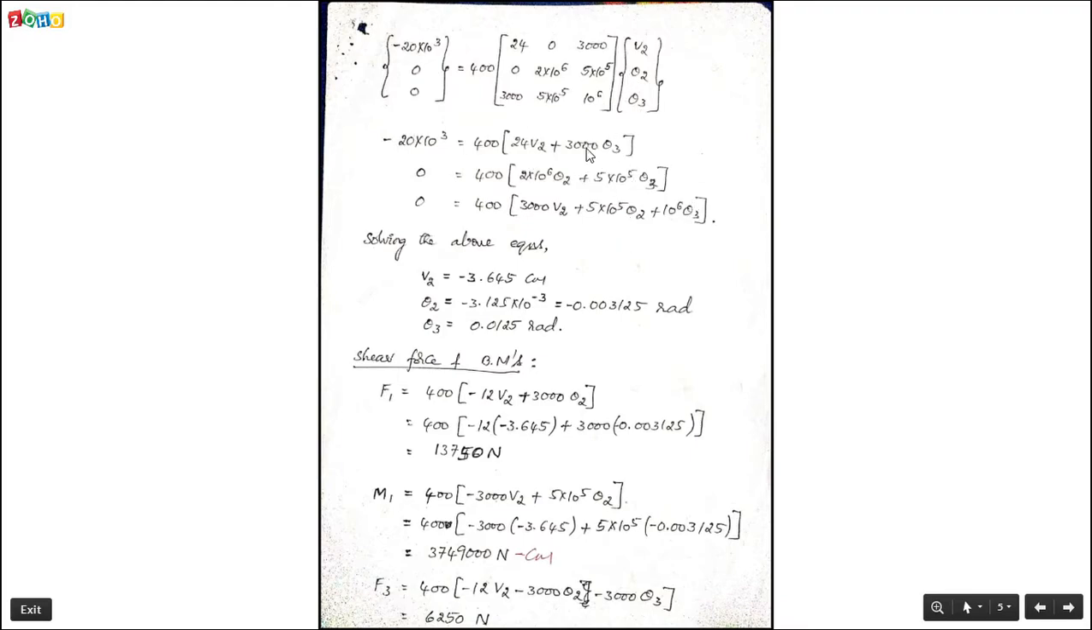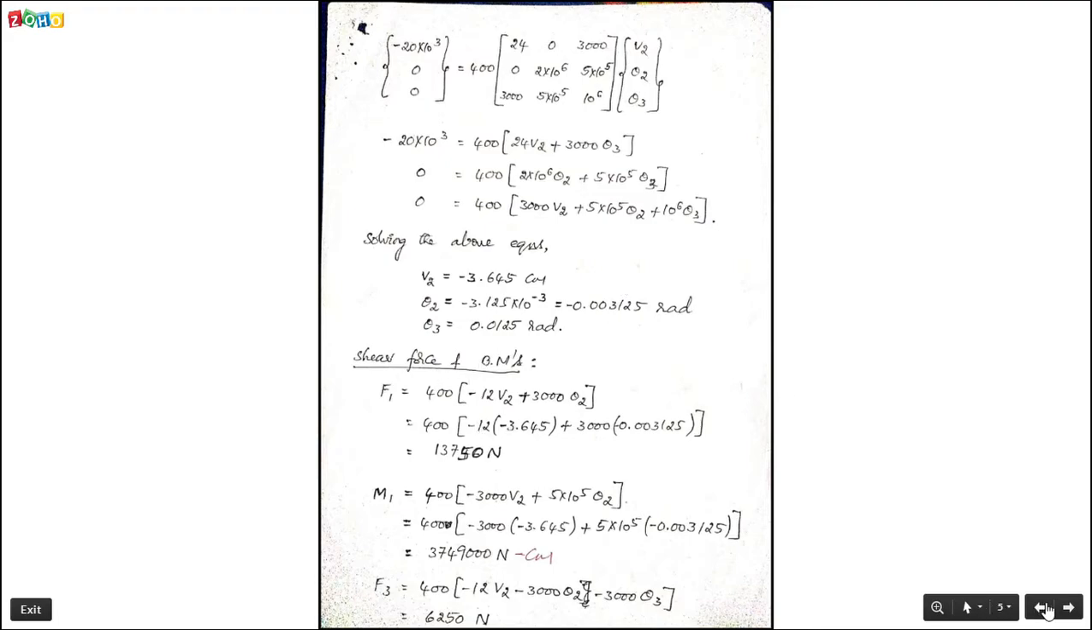Solve these equations mathematically, or use a calculator by giving the constants of these numbers, and we will easily get the solution V2, theta 2, theta 3. Now we have the complete displacements of the problem. Now we have to find the shear force and bending moment.